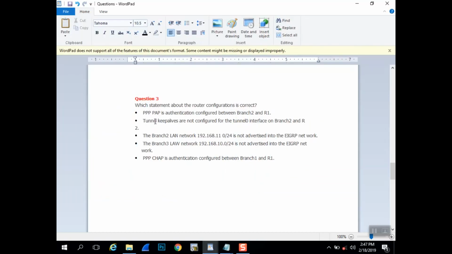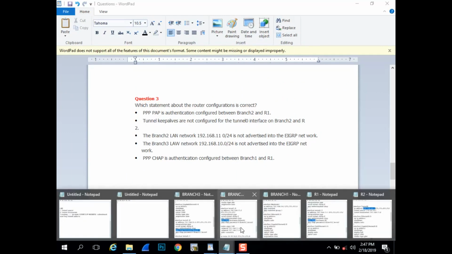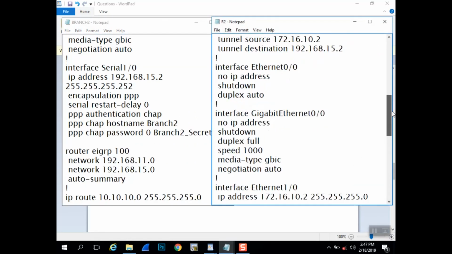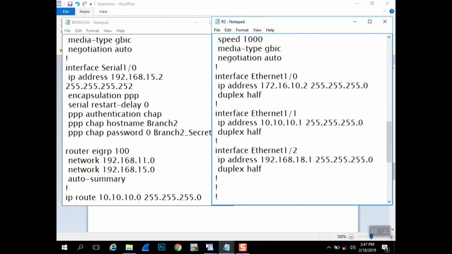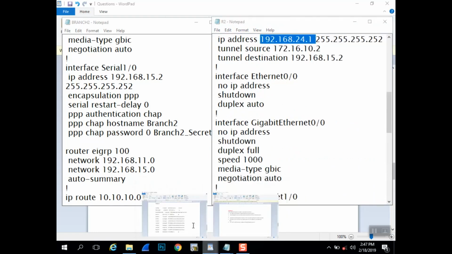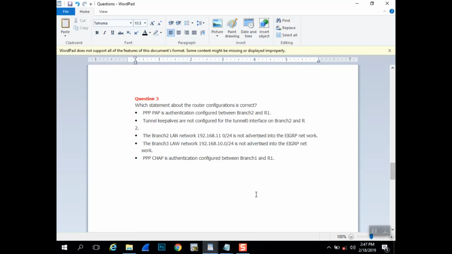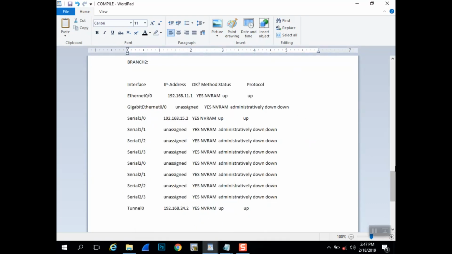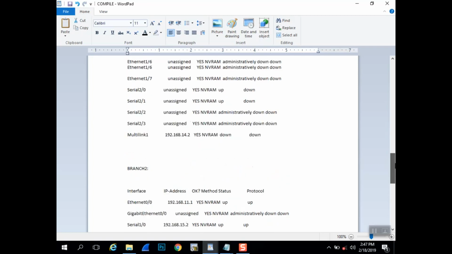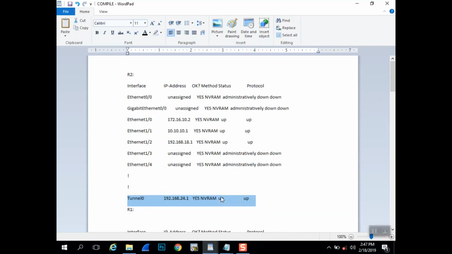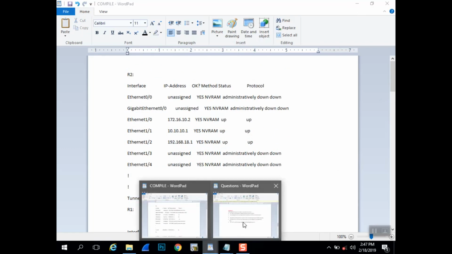Let's go with B. Tunnel keepalives are not configured for the tunnel 0 interface in R2. So in branch 2 and in R2, here it is. So the tunnel is not kept alive. So let's check with the command show IP interface brief, with branch 2, and of course with R2. In branch 2 it says up up, and with R2 it also says, there you go, it's up up. So that statement is incorrect also.